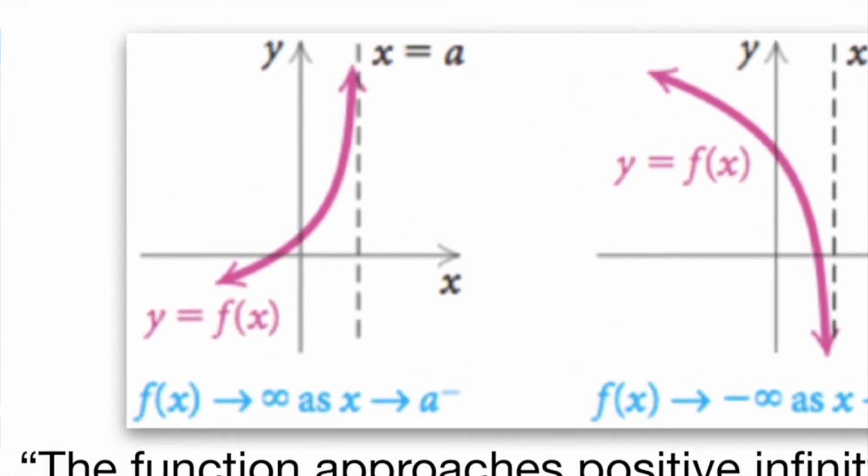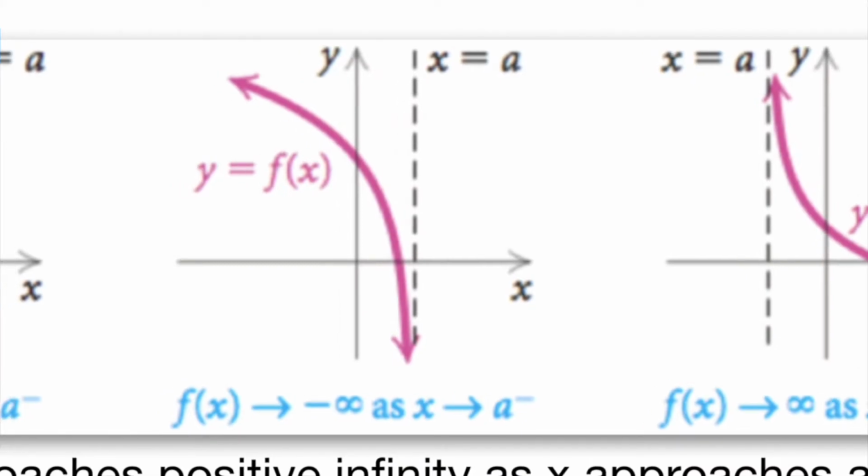You can say f of x approaches infinity, so the graph approaches positive infinity, as x approaches a from the negative side. Notice that this negative sign is written in the exponent position up top. It's not out front. As x approaches a from the negative side, or from the left, you could say that the graph of f of x approaches negative infinity. It keeps on going down, down, down, as x approaches a from the left-hand side, from the negative side.